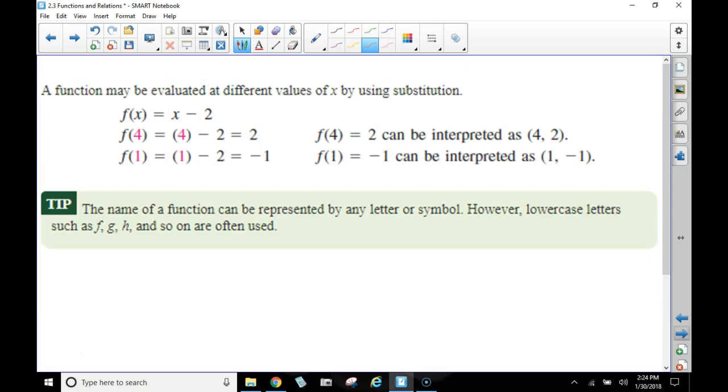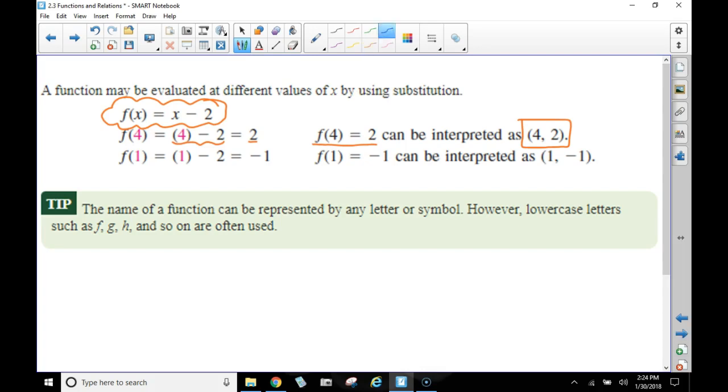Here's an example of how you evaluate your function at different values, instead of having to fill out a chart. First of all, here's your rule: f of x equals x minus 2. When x is equal to 4, replace the x with 4 and you have 4 minus 2, which is 2. So to say f evaluated at 4 equals 2 is another way to express the ordered pair that satisfies that relationship, 4, 2.